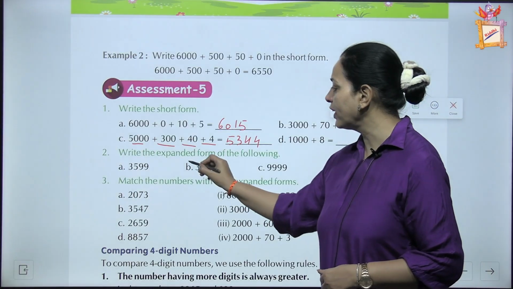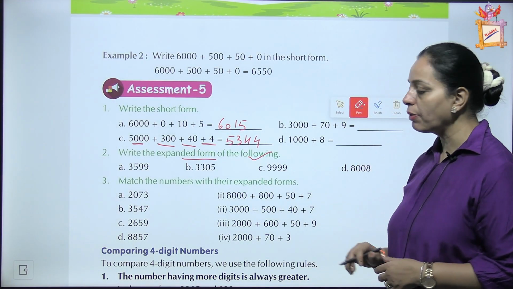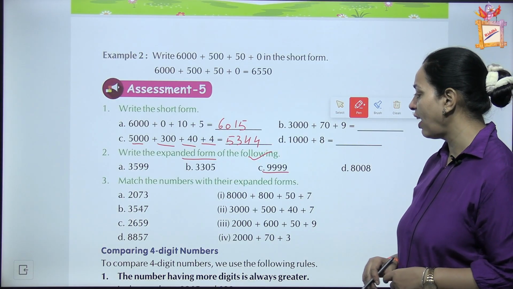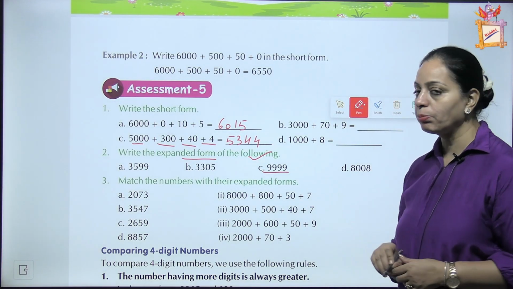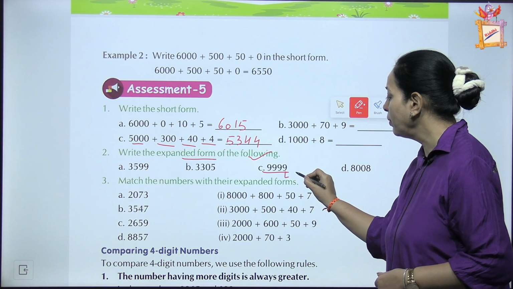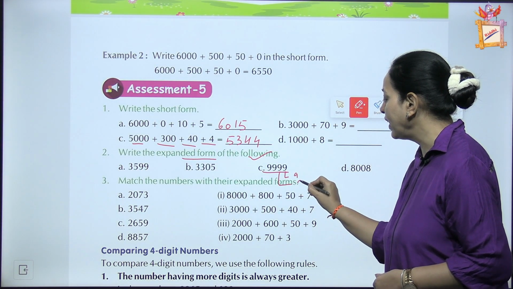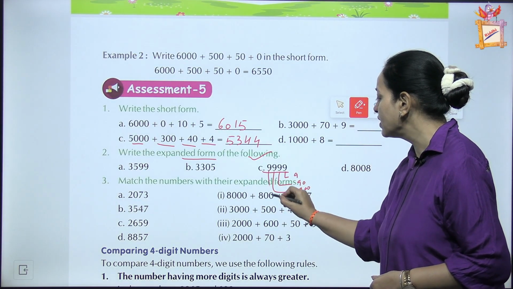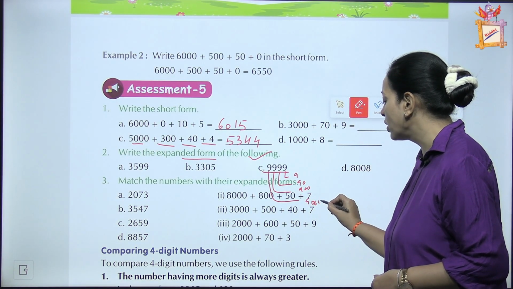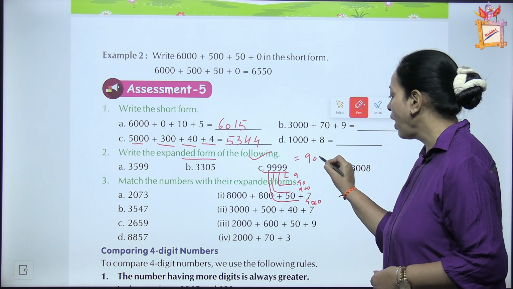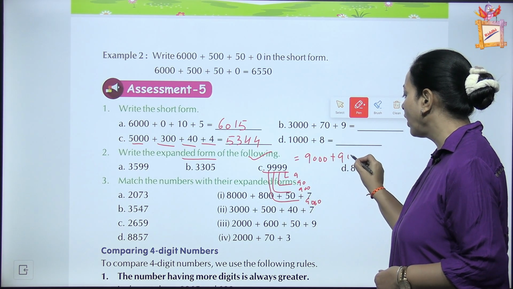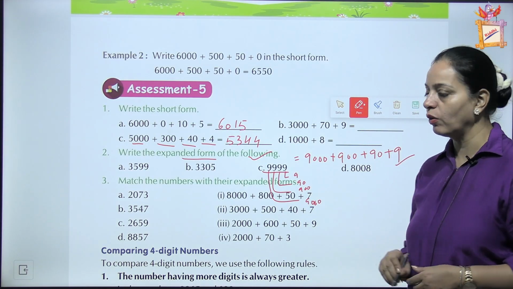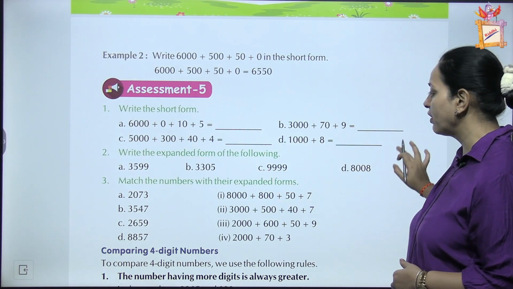Now the second one, write the expanded form of the following. So some numbers are given, like here 9999. So what to do? Write the expanded form. So its place value, 9. This is at tens, 90. This is at 100, 900. This is at 1000, 9000. So how will you write? 9000 plus 900 plus 90 plus 9. Okay. Similarly, you can try the rest.